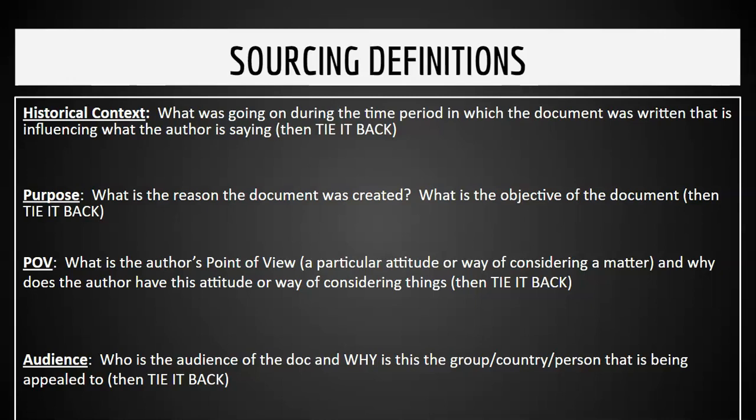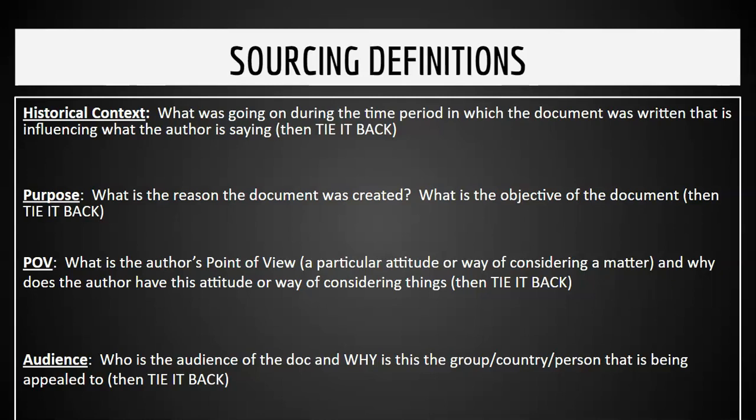Okay? Purpose is, what is the reason the document was created? What was the objective of the author when he or she wrote or painted this document, right? What did they hope to accomplish? What was their goal? POV is the author's point of view, which means their attitude or way of looking at something.